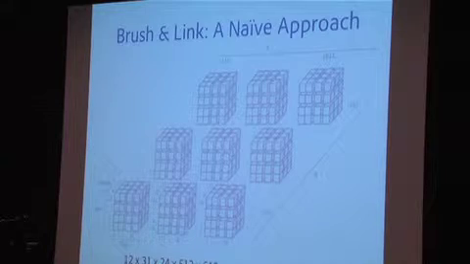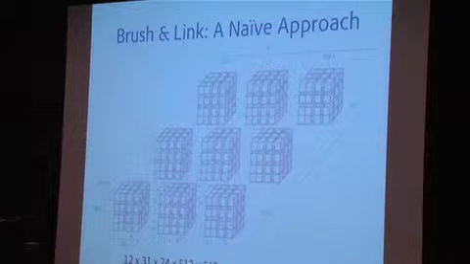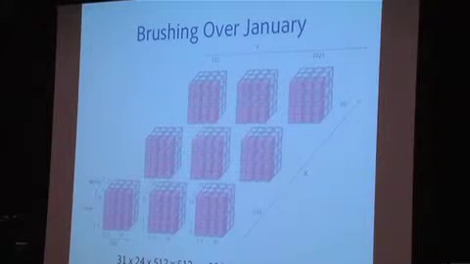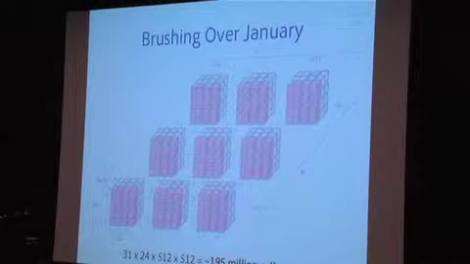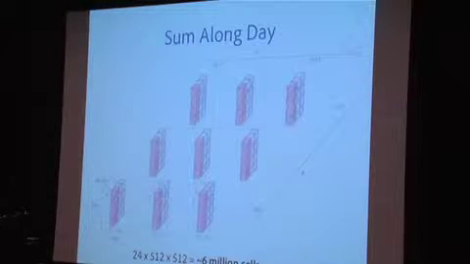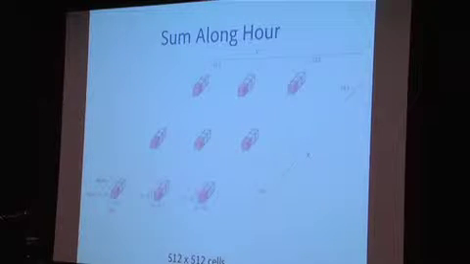And then to do brushing and linking, for example, when a user mouses over January, we need to select all the cells that match this selected value, which is about 200 million cells. Then we need to sum up along the day, which gives us about 6 million cells. And then we do another sum up along the hour dimension. So now we have a 512 by 512 matrix we can use to plot the geographic heat map. But obviously, this approach is not very efficient because the data cube often is too big to fit into main memory, and it's also too slow to query.